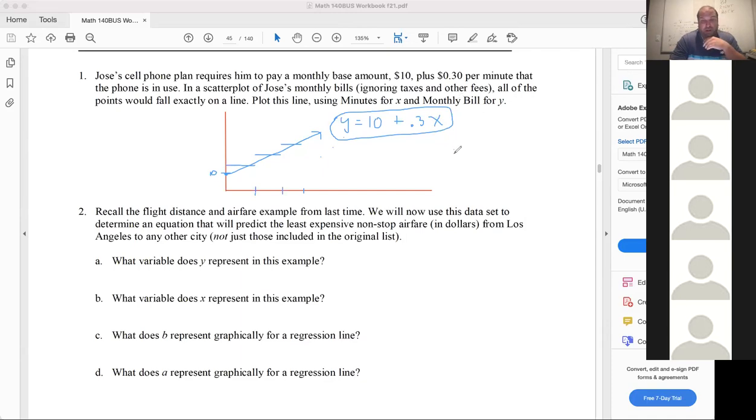Okay, which means r is equal to what here? 1. R squared is equal to what? 1.